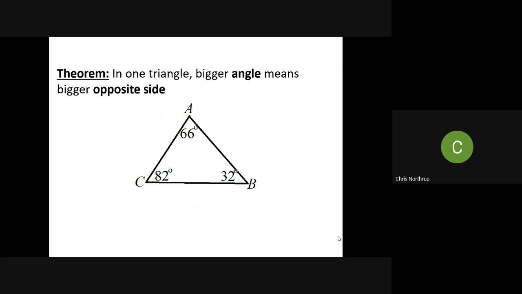So the bigger your angle, the bigger the opposite side. And the bigger your side, the bigger the opposite angle. That pretty much does it for 5.3.